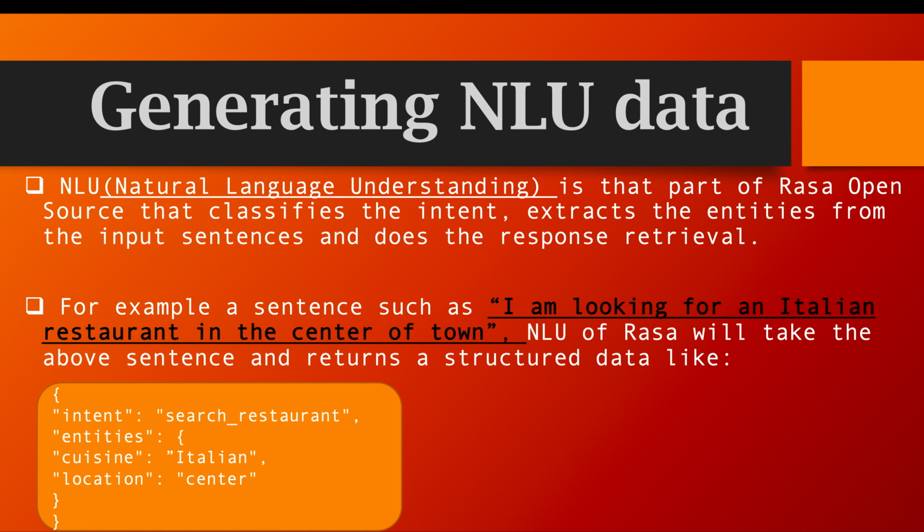So what Rasa NLU will do, it will take the above sentence and then it will return a structured data like this. So in that structured data, you will have an intent. It'll give you the name of that intent. Here, for example, is search restaurant. And entities. Entities are nothing but the important pieces of information in that sentence. So here in this sentence, our important pieces of information are cuisine and location. Cuisine is Italian and location is center.